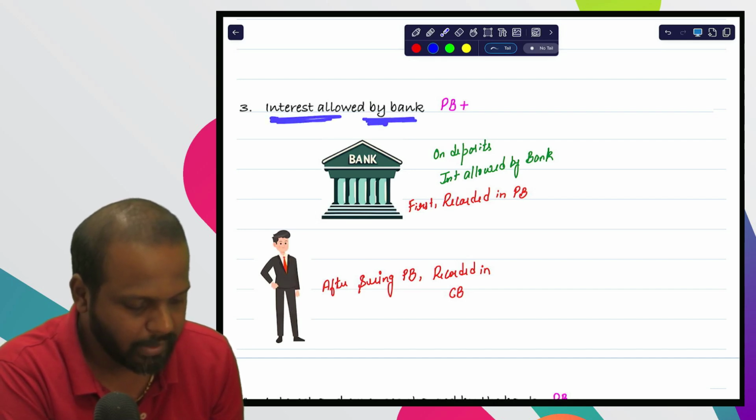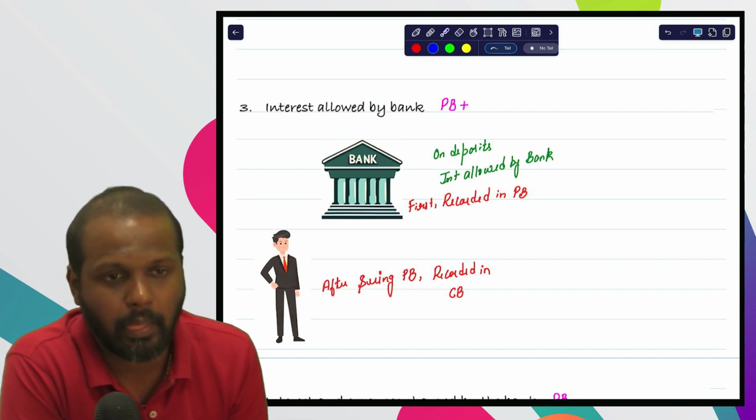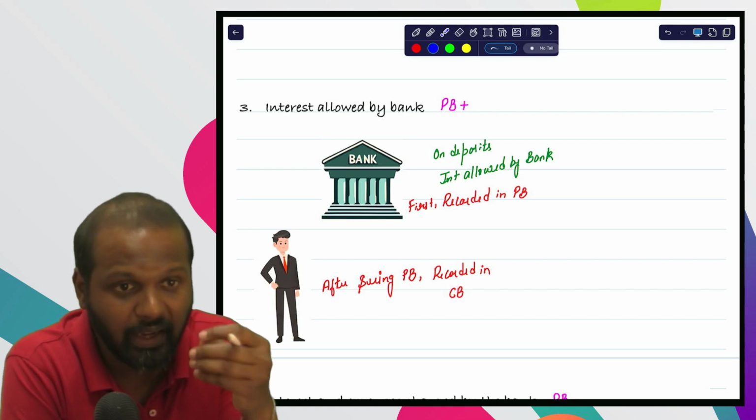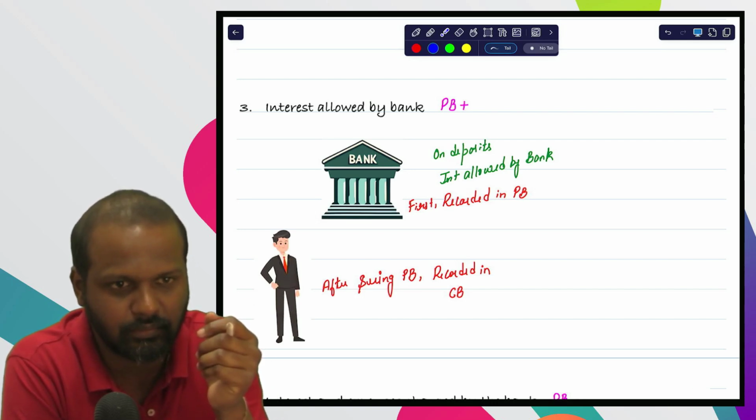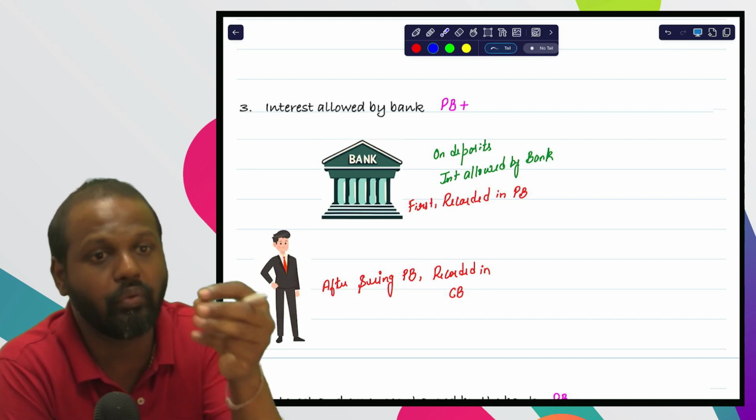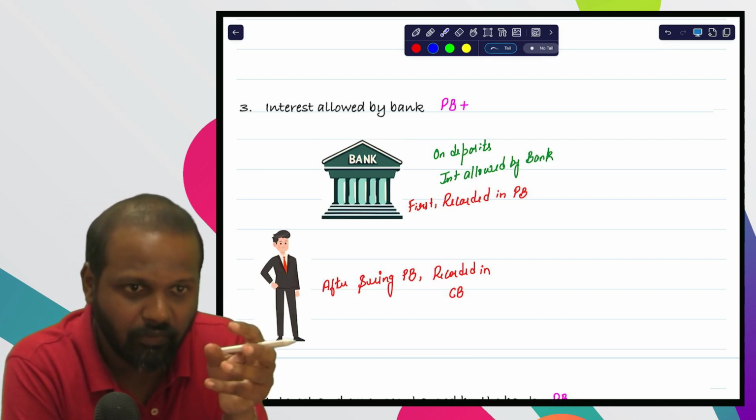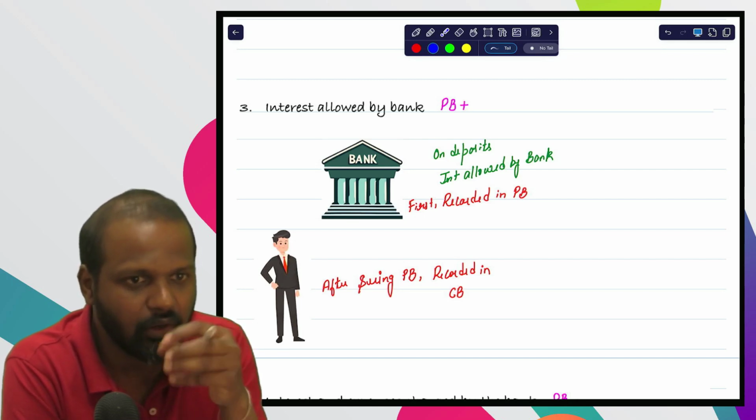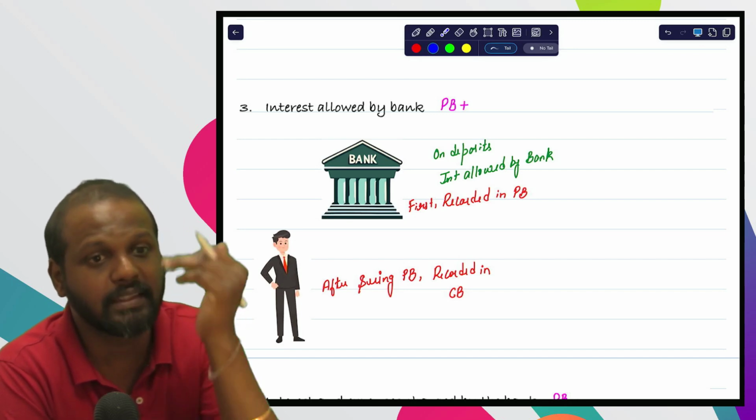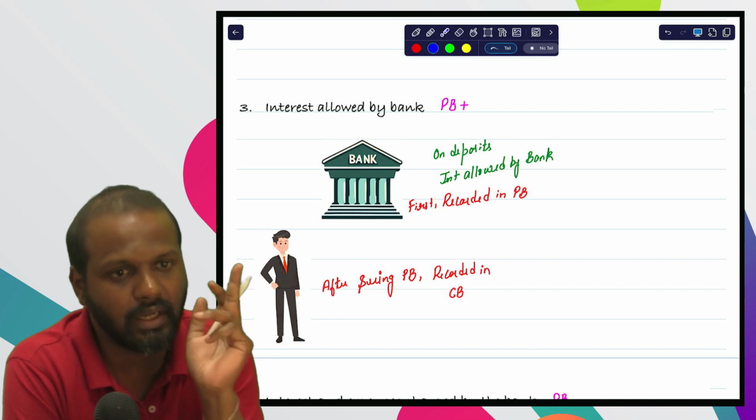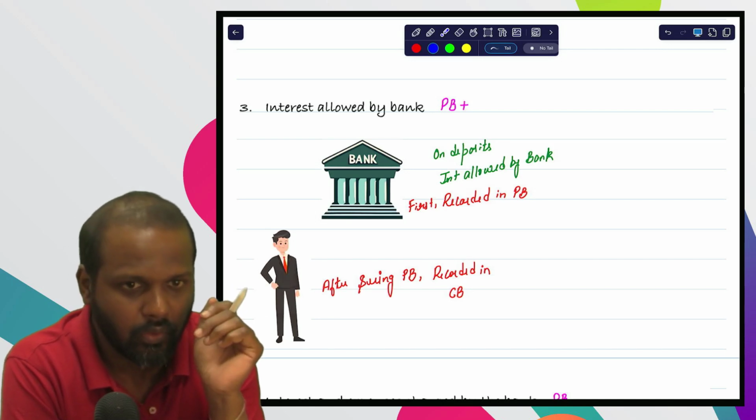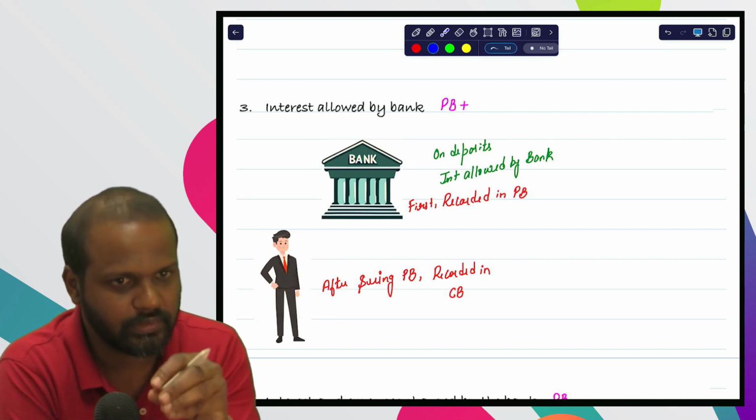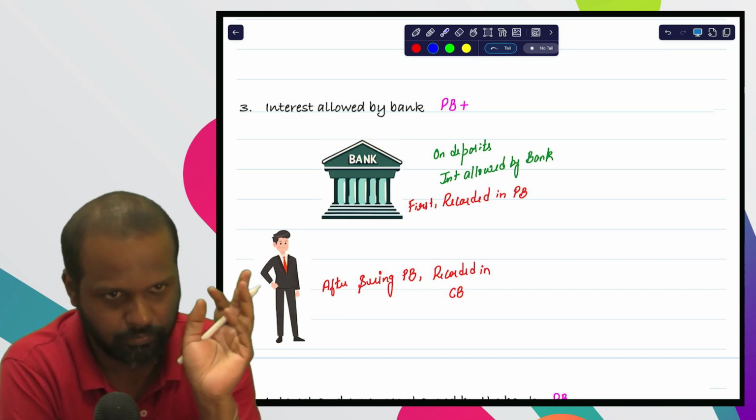Interest allowed by bank. Allowed means the bank is giving the interest. Bank is giving some amount of interest to us. Whenever the bank wants to give any interest amount to us, they are never going to give it in cash or something. They will do plus in our bank balance. So once the bank gives the interest to us, they will do plus in my passbook.